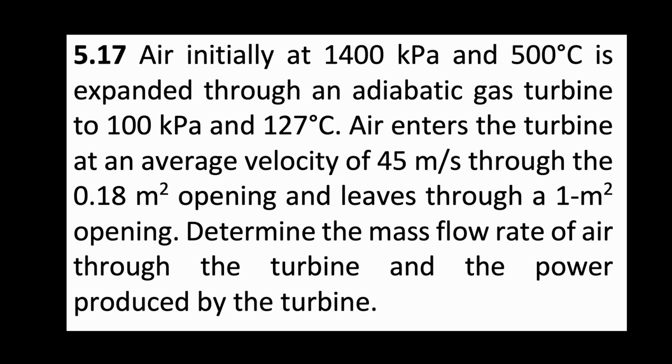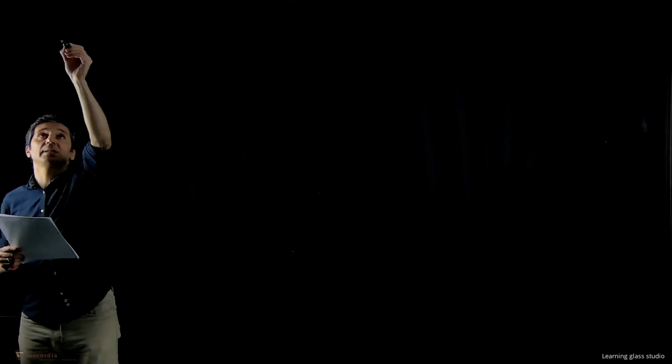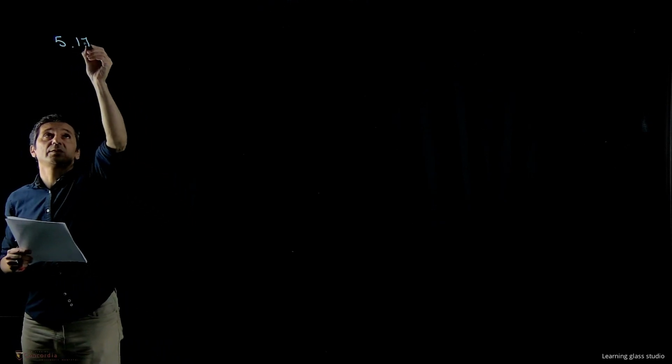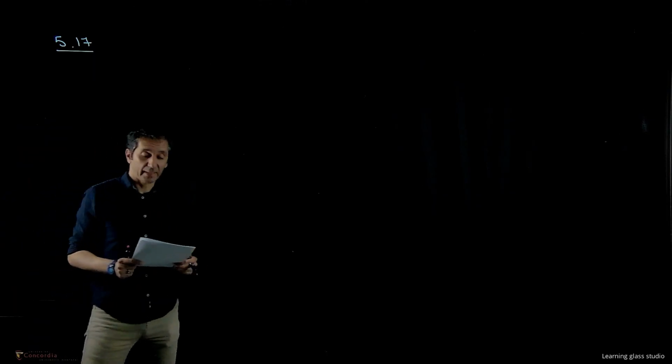Air enters the turbine at an average velocity of 45 meters per second through the 0.18 meter squared opening and leaves through a 1 meter squared opening. So we have the velocity at the inlet and we have the area at the inlet and the area at the exit. Okay, note that we don't have the velocity at the exit. Determine the mass flow rate of air through the turbine and the power produced by this turbine. Okay, for us, this is problem number 5.17 on the problem pack.